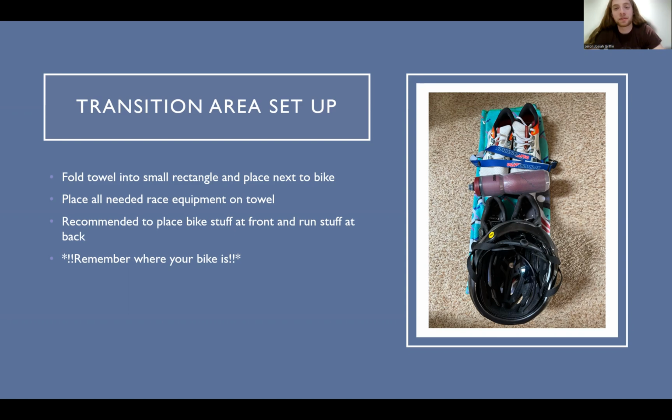You're going to fold the towel as small as you can get it, and then fit all your stuff on it. It's better if you have a colorful towel, so that way you can just see it. Otherwise, it looks like any other towel. You're going to place all your equipment. Like in this picture, I've got my running shoes in the back with my race bib belt. I don't have a race bib on it right now because I don't have any races that I'm doing yet. And then I have a water bottle, my biking shoes, my helmet upside down, really key.